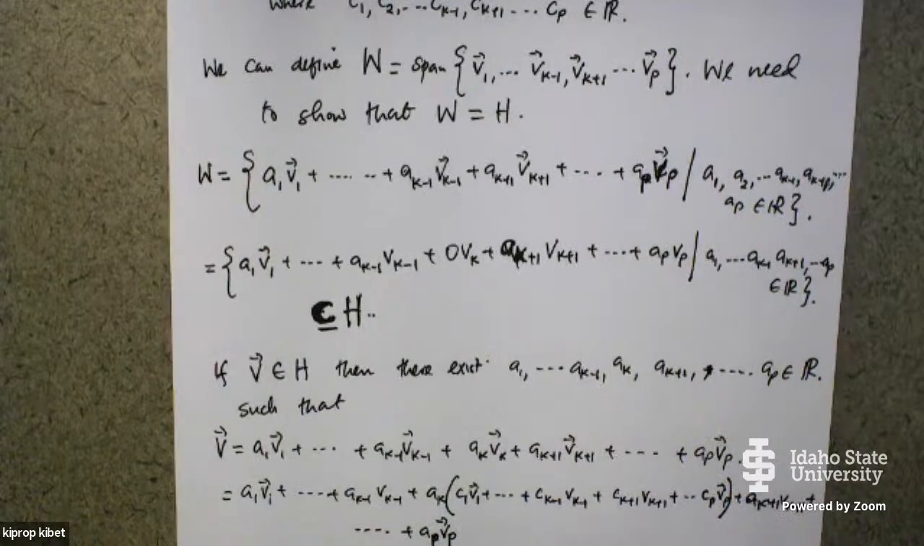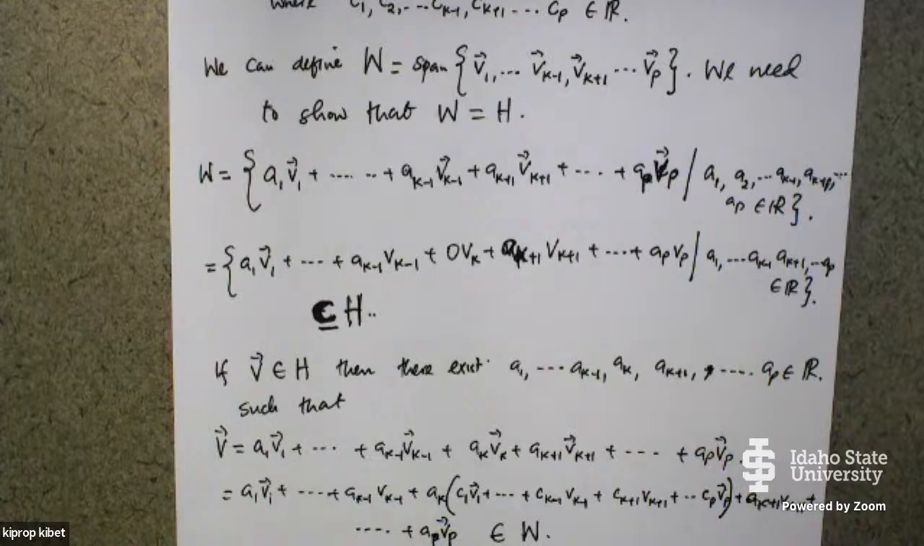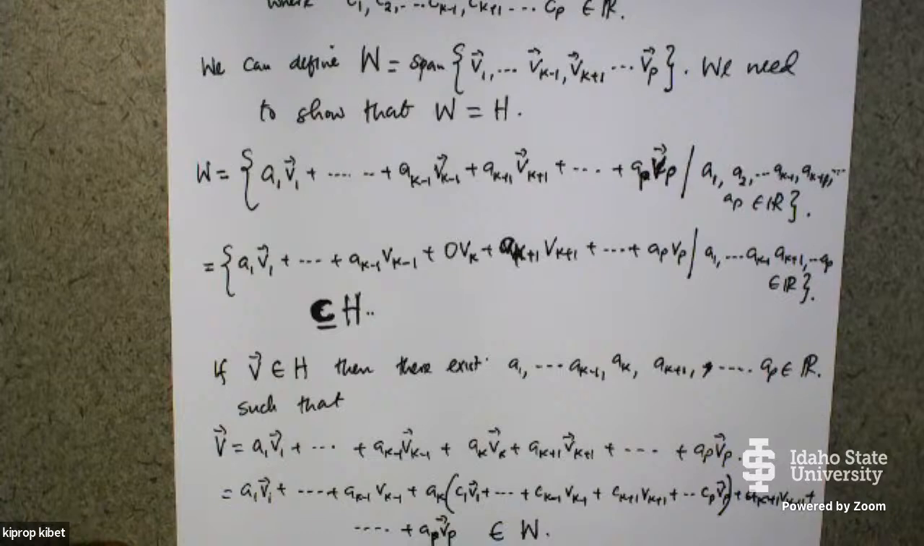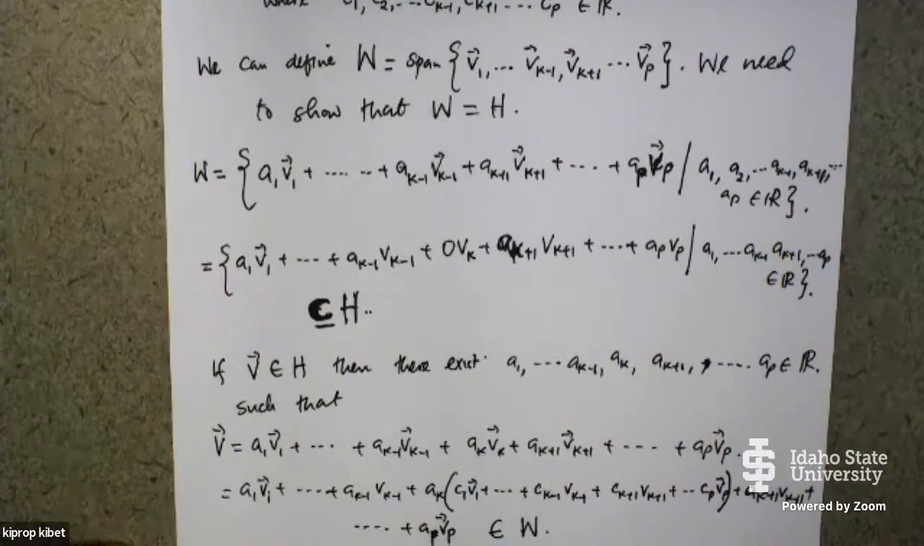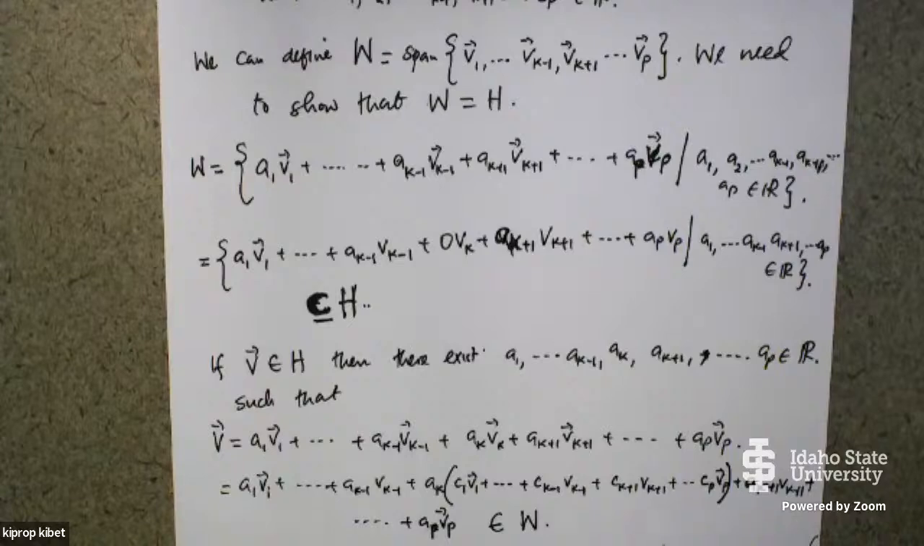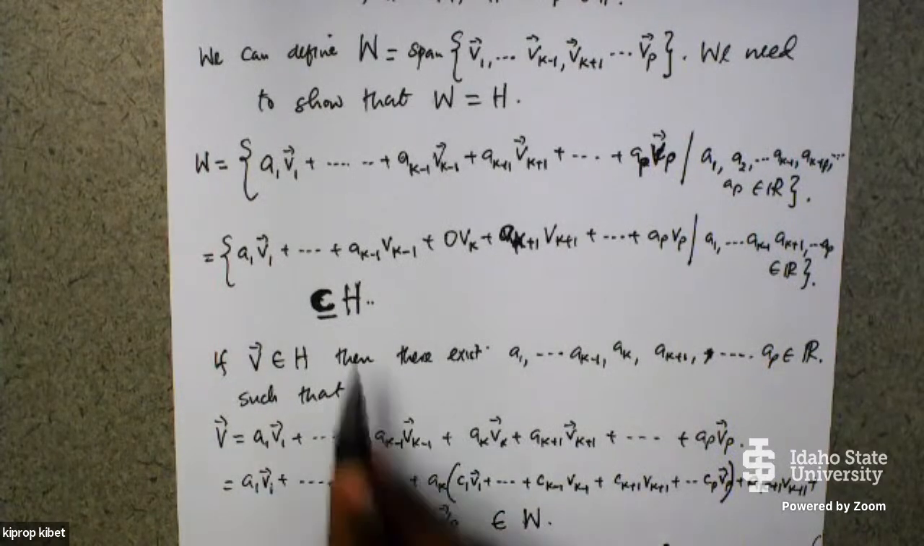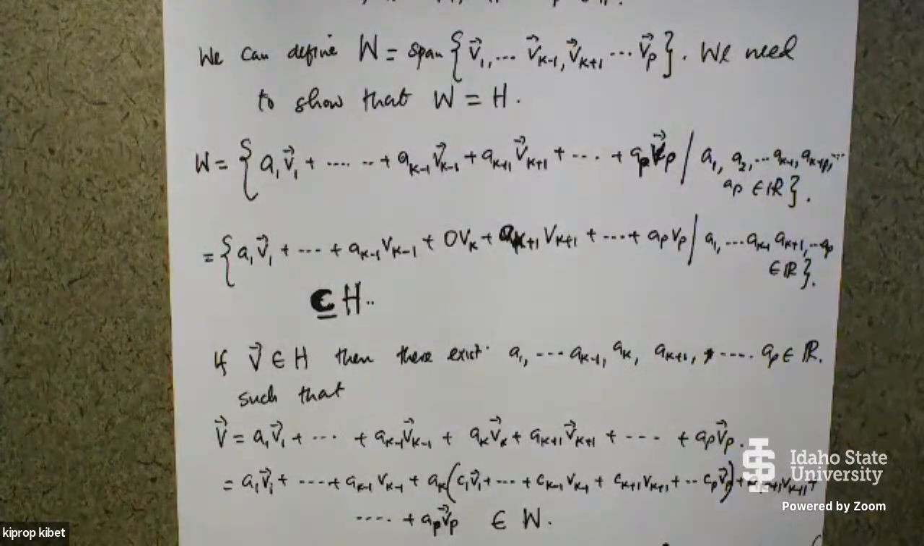So when we open these brackets and collect the like terms, it is the same as A1 plus AK C1 times V1, plus AK minus 1 plus AK CK minus 1 and so on, up to AP plus AK CP times VP, and this is in W. Therefore H is a subset of W. And if W is a subset of H and H is a subset of W, then H is equal to W.